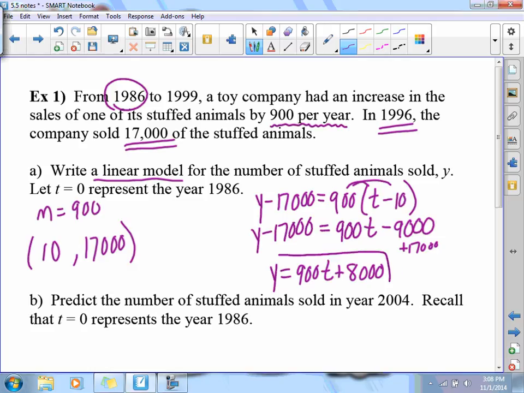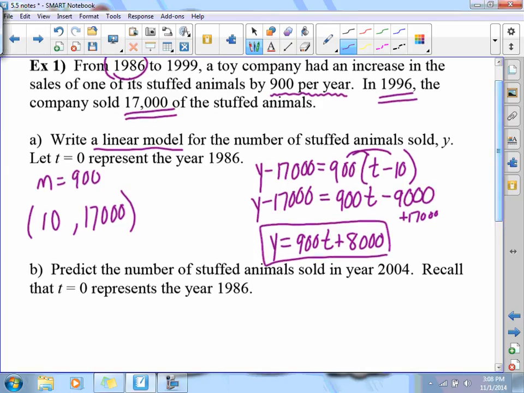So there's the equation that that company would use to represent how many stuffed animals they sold every year from 1996 on. So if we put 0 in here for the year that they started, for 1986, 0 times 900 would be 0, and then we'd add the 8,000. So in 1996, they sold 8,000 of these stuffed animals. Okay? So that's what we're going to use for part B here.